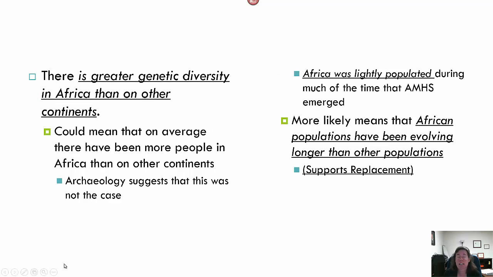Lastly, this study found that there's greater genetic diversity in Africa than on other continents. This could mean that on average there have been more people in Africa than on other continents, but archaeology suggests that this is not the case. Africa was very lightly populated during most of the time that anatomically modern Homo sapiens emerged. It's more likely that the greater genetic diversity in Africa represents the fact that African populations have been evolving longer than other populations, once again supporting replacement.